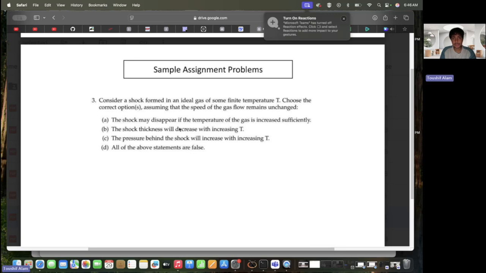The shock may disappear if the temperature of the gas is increased sufficiently. The shock thickness will decrease with increasing T. The pressure behind the shock will increase with increasing T. All of the above statements are false.